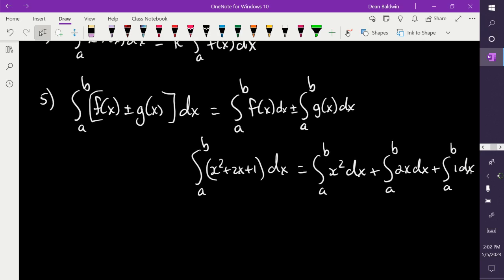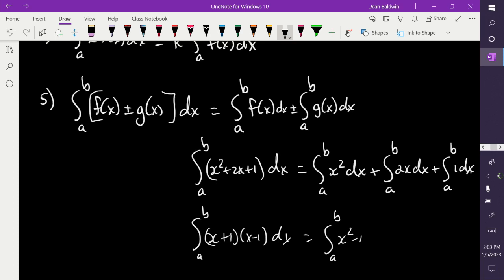You have to multiply it out, and yeah, like if you had the integral of, make it easy, x plus 1 times x minus 1, like this, from a to b, I would literally just multiply those together, get x squared minus 1, and then you could break it apart if you wanted to. Yeah, because now it's turned into a sum, right? You can't break it into the integral of this times the integral of that. You can only do it if it's an addition or subtraction. Okay?